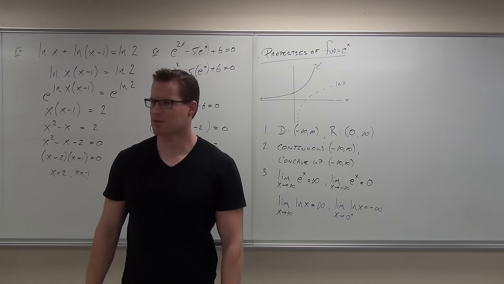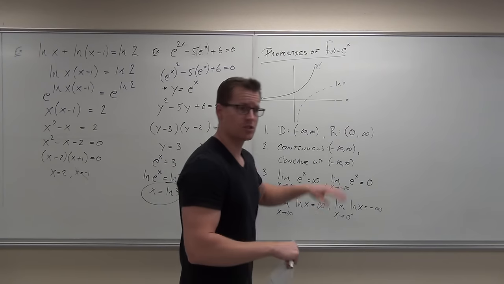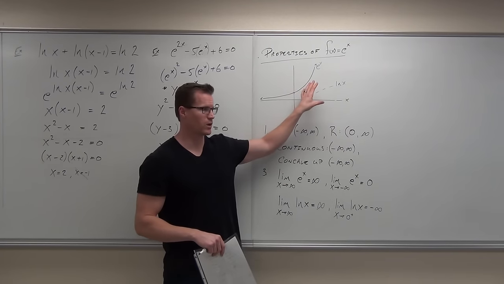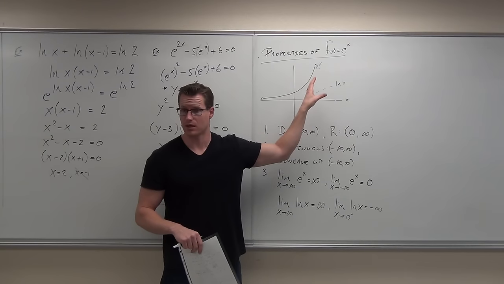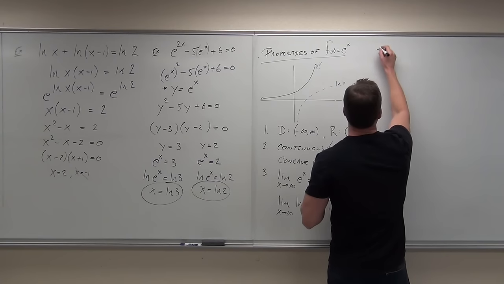Would you like a couple examples on how to use this in some limits? Because you're going to have to. Do you want to see some? Firstly, do these properties make sense now that you have a good picture of what the ln and the e to the x look like? Good. Let's do some examples and actually apply it. Real quick examples.